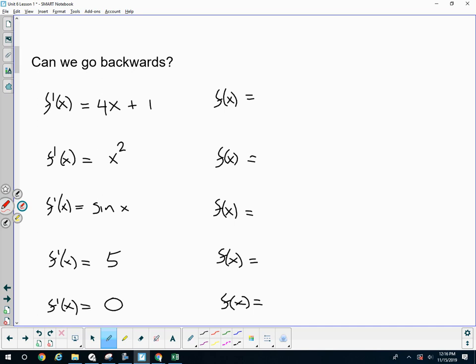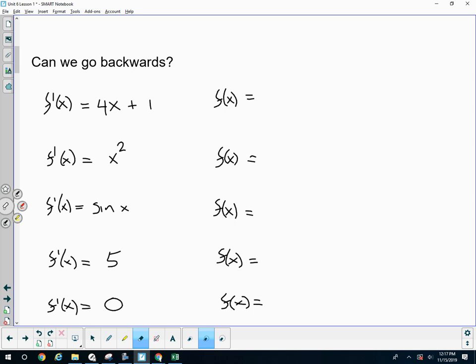Good. Yeah, there we go. We might be thinking, it's got to be x to the 4th, right? But then I think a little bit harder. Wait, hold on. If I take the derivative of x to the 4th, I don't get 4x, I get 4x cubed. It can't be x to the 4th. It's a good thought. It's the right idea.